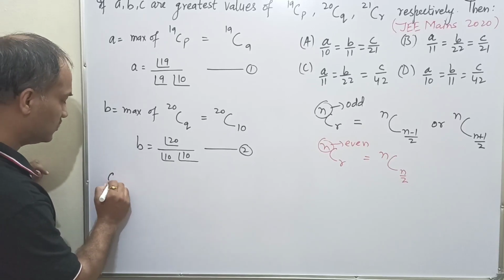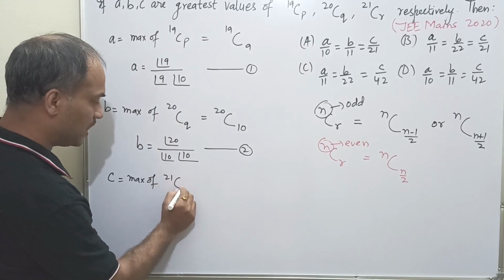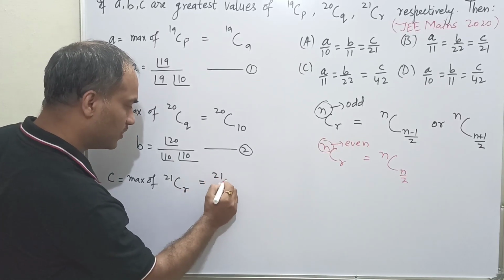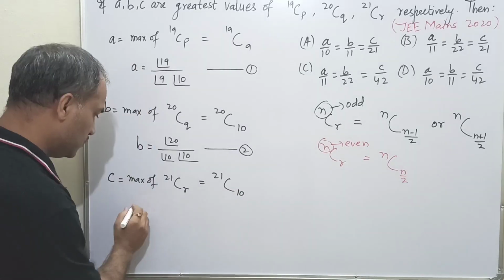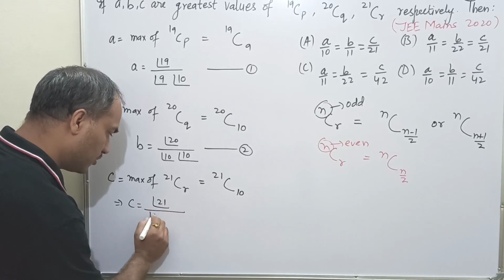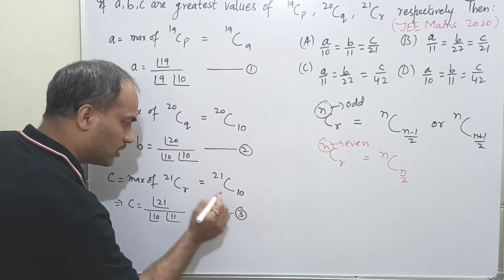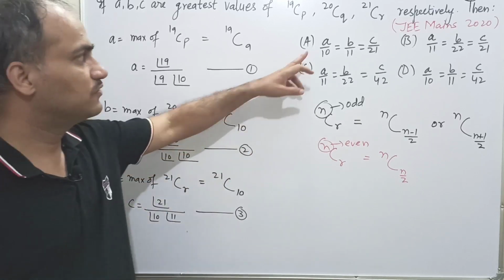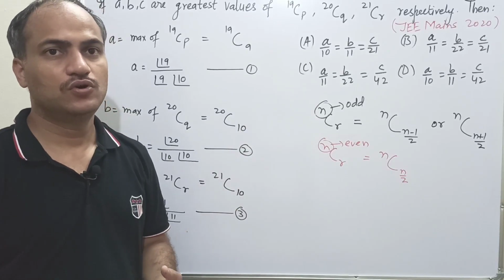Similarly, we see third, C is equal to the maximum of 21Cr. We know 21 is odd, so use the previous formula. This is 21C(21 minus 1)/2, that is 20 by 2, which means 10. So we get C is equal to 21 factorial upon factorial 10 and factorial 21 minus 10, which means 11. This is equation number 3. So we have got these three equations. Now the question is something else. Now we have to find the relation between A, B and C.